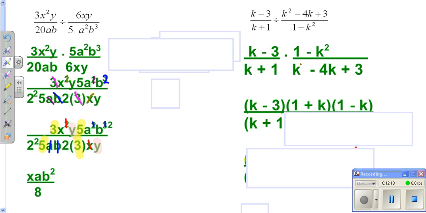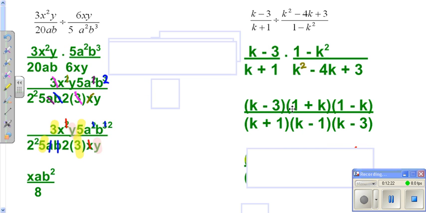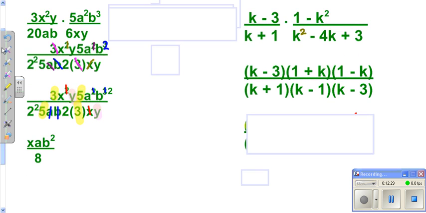And I see there's a typo here. That's a k squared here on the bottom. The bottom's going to factor into 2 identical parentheses, or not 2 identical, but 2 parentheses. Sorry about that. And then we want to look to see what's the same on the top and the bottom.